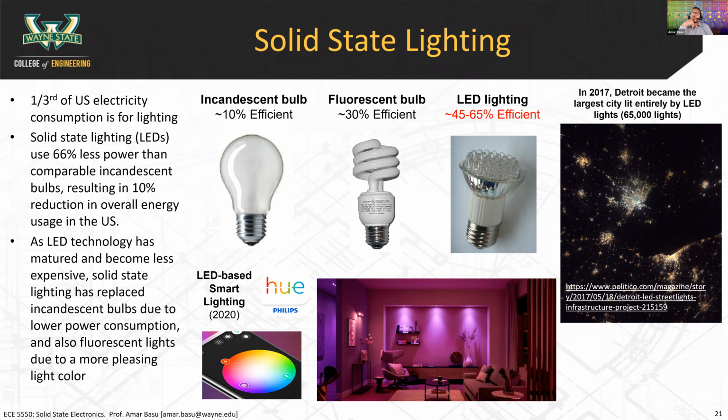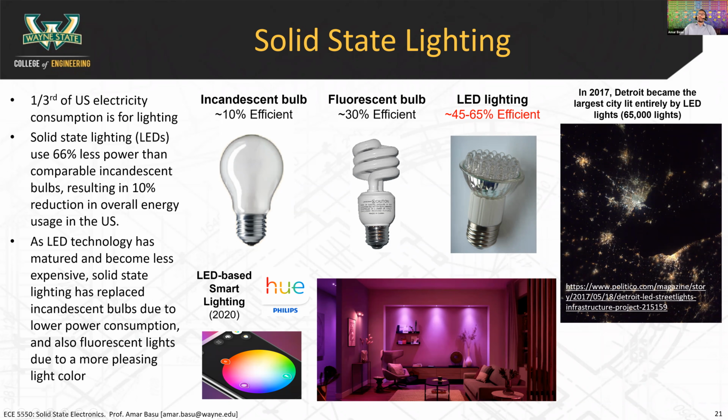Fluorescent bulbs are 30% efficient. They're 3 times better than incandescent bulbs. So in the mid 2000s, many people started using these, and the incandescents started to get phased out. But LED lighting now is even better. It can be up to 65% efficient.